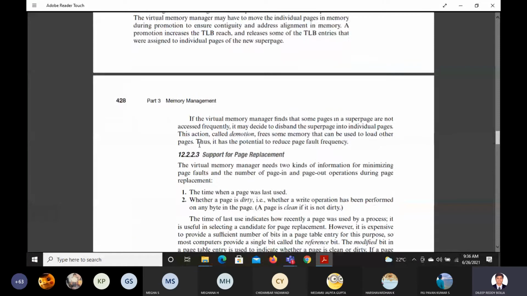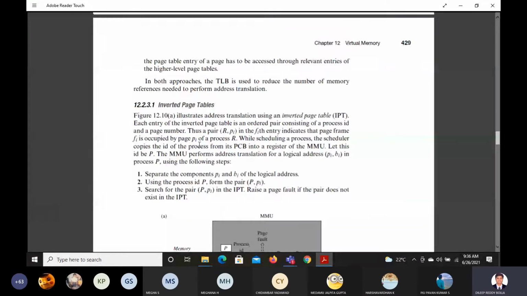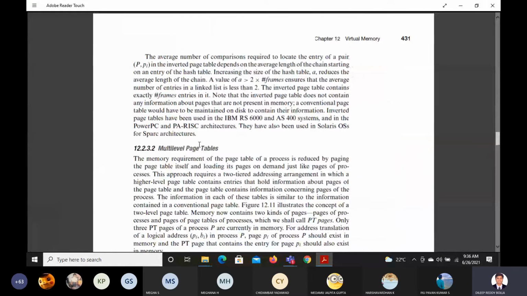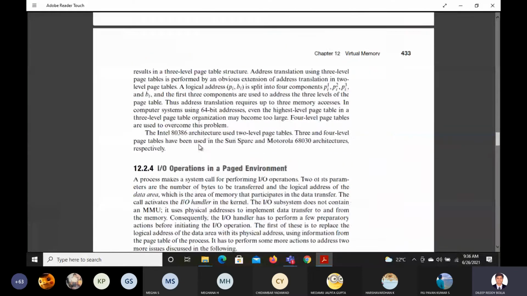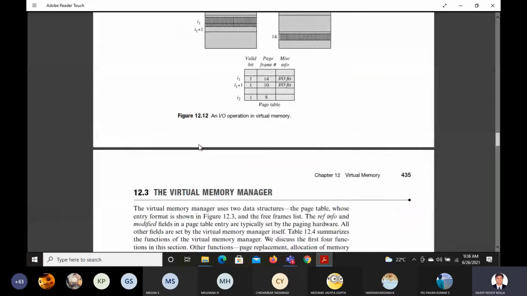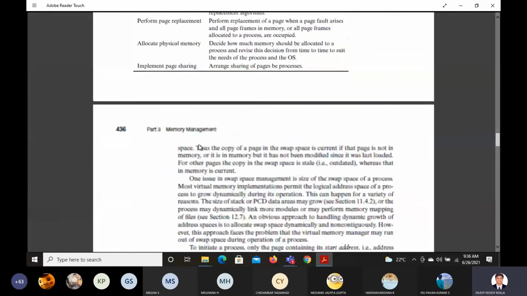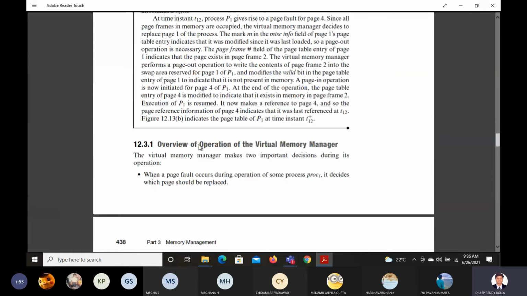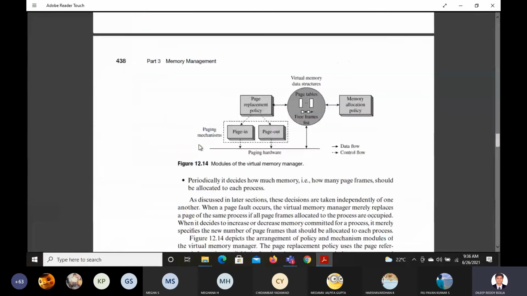That's about demand paging. Next we go to VM handler, 12.3.1. This all may not be that important. At 12.3.1 here, overview of the VM manager. This one you can go through. This diagram explains how the virtual memory is going to manage things.